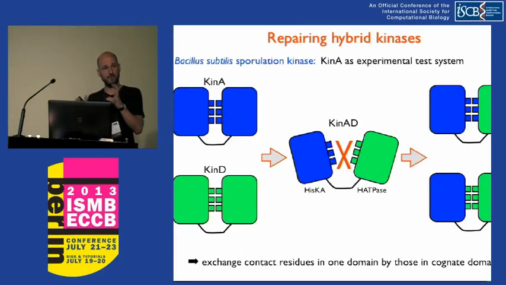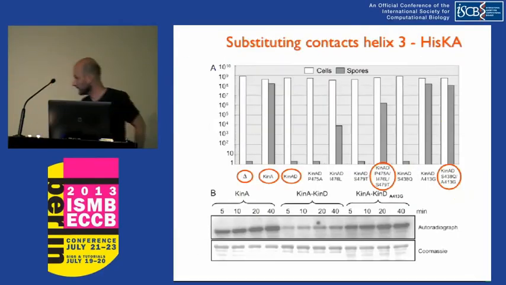And then we used our structural prediction, because we have predicted an interface, to exchange the residues in the predicted interface to fake either the interface of KinA or KinD. So two possible experiments. And if our prediction is correct, maybe we can reestablish sporulation activity. See what happens. So these are in vivo data, some in vitro data.